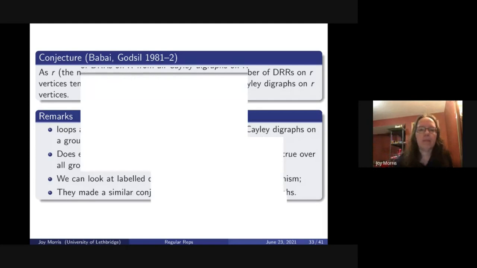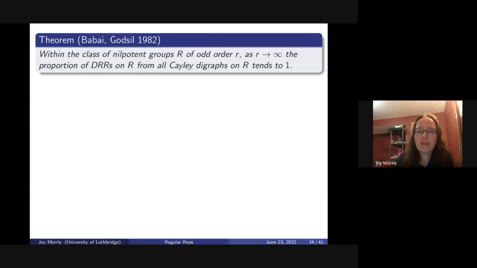So they proved a special case of this conjecture. They proved that if we only look at nilpotent groups, so we only look at Cayley graphs on nilpotent groups, and they have to have odd order, then as R tends to infinity, the proportion of DRRs on R from all Cayley digraphs tends to 1. So it's a special case if we're only looking at nilpotent groups of odd order.